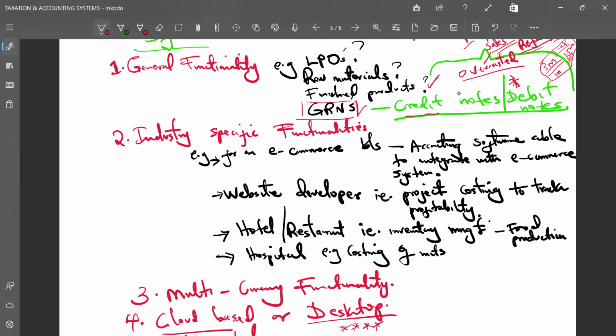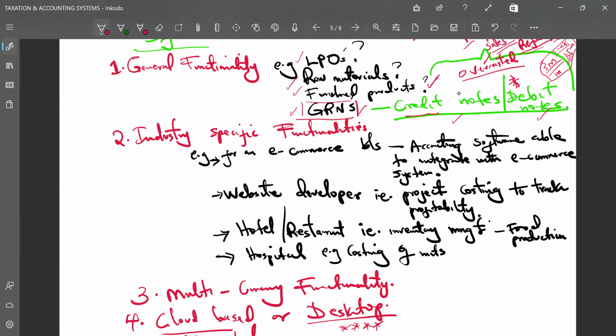Now, there is one aspect that I wanted to mention about general functionality. I asked about the LPO, if you want to use LPO, raw materials management, finished goods, the GRNs, and I brought the aspect of credit notes and debit notes. Now, if at one point in time you are running a mini-mart, a supermarket, or a wholesale shop, you would want to employ the use of barcodes and shelf tags.